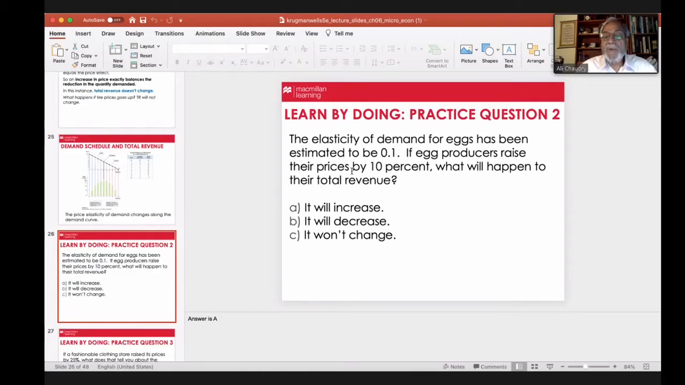What happens when you increase the price by 10% and the elasticity is 0.1? I would like somebody to tell me what percentage change will occur in the quantity of eggs being demanded. Price has gone up by 10%. We know from the elasticity of demand of 0.1 that the quantity demanded will drop by a lot less, but by how much? I would like you to calculate that number.